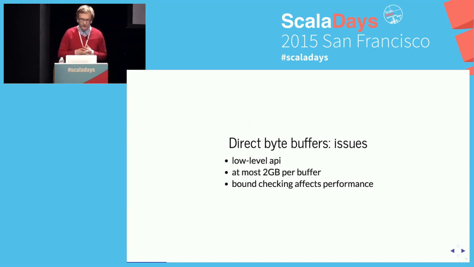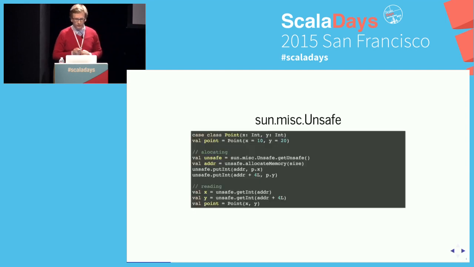So it's low level. Also, it's limited to 2 gigabytes per buffer, so it's quite restricting for some applications. It's also bounds checked. If you don't want bounds checks, you have no option to disable them, and these can actually impact performance if the JIT is not smart enough to eliminate them. So sometimes, if it's not smart enough to eliminate a bounds check, then you might end up introducing overhead which you might not want.